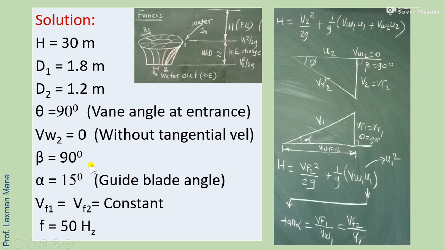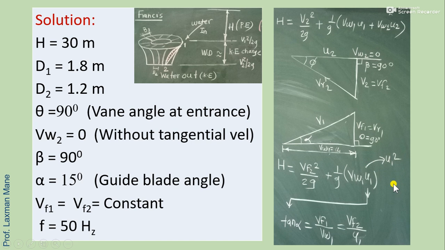Okay, now as per theta 90 degree and beta 90 degree, both triangles will be right angled. Okay, so at inlet VW1 and U1 will be same, and at outlet V2 and VF2 will be same. So we can use this to modify this equation. Let us write H is equal to, V2 is equal to VF2, that's why VF2 square by 2G plus 1 by G bracket VW1 U1 plus VW2 U2 is 0, that's why this term will vanish. Okay, and VW1 and U1 are same, means here in place of VW1 U1 what will come? U1 square.